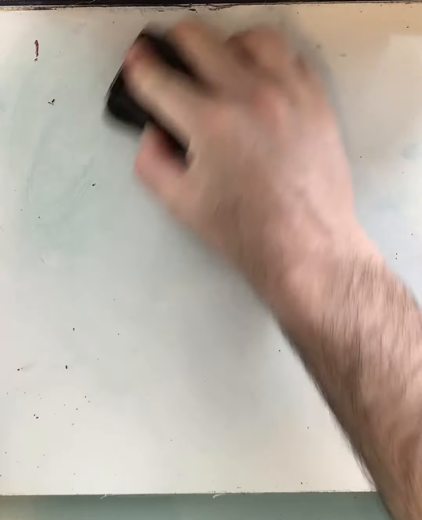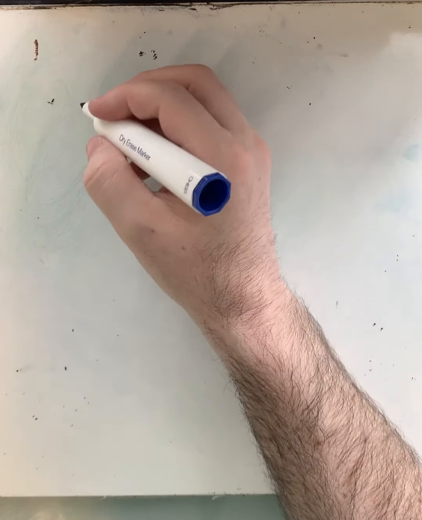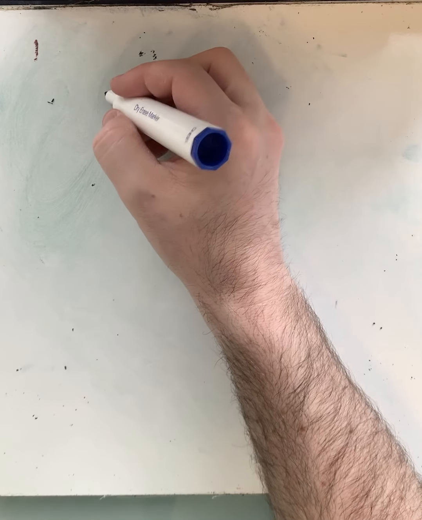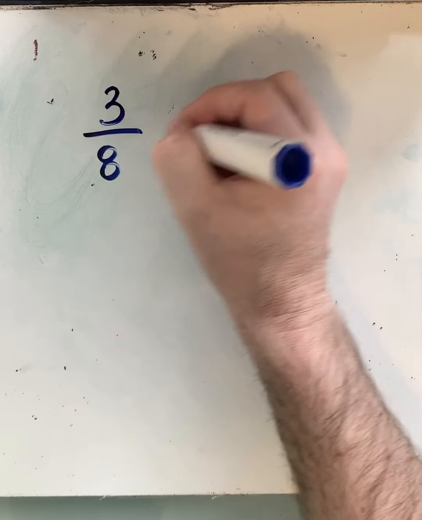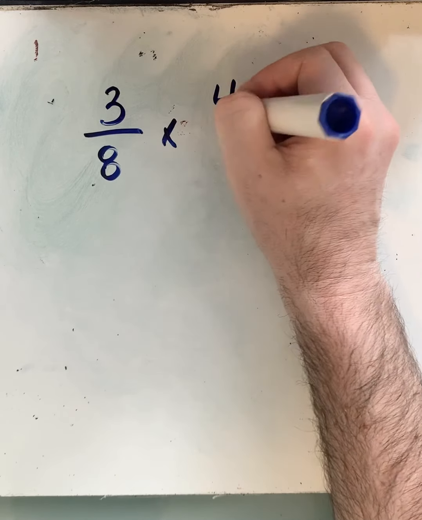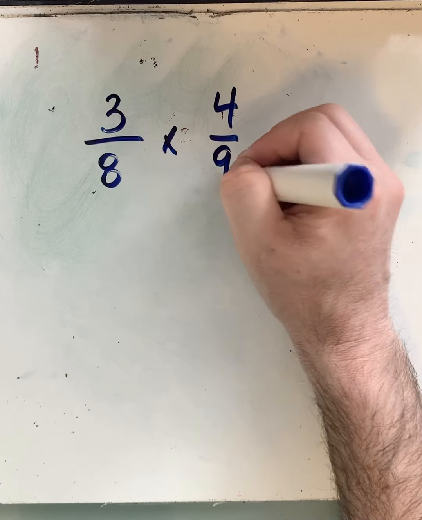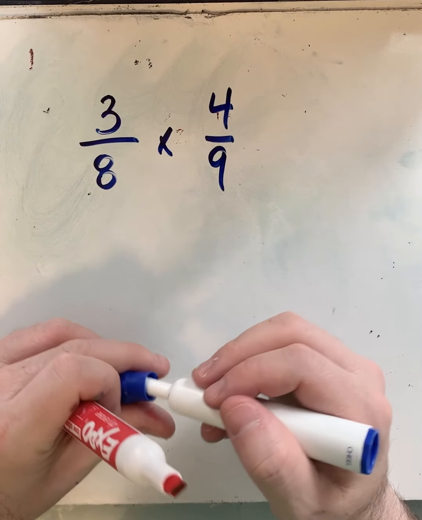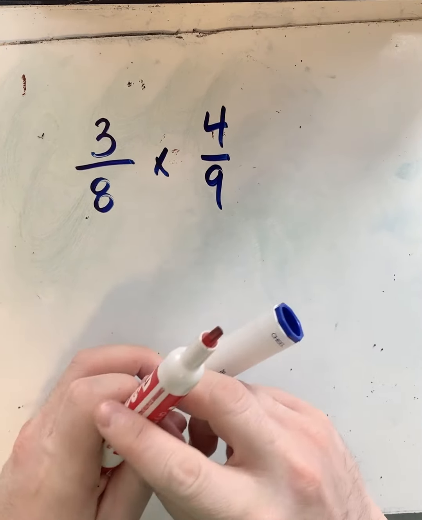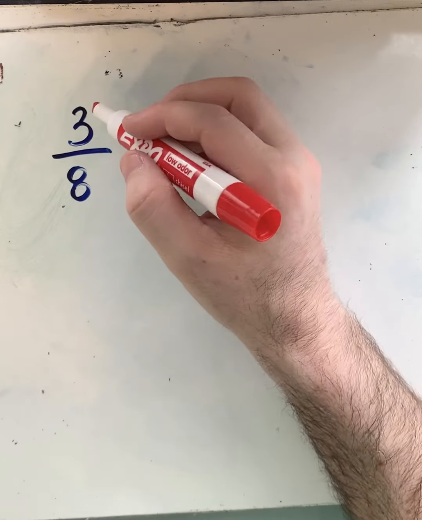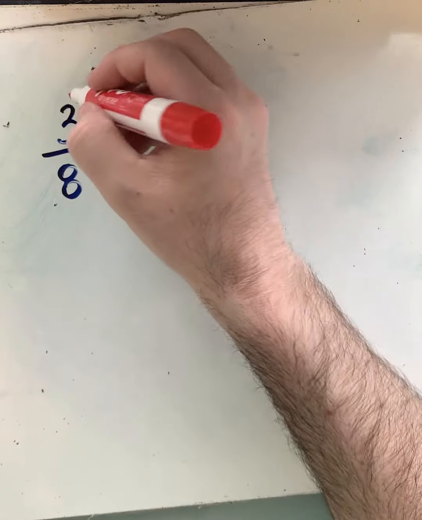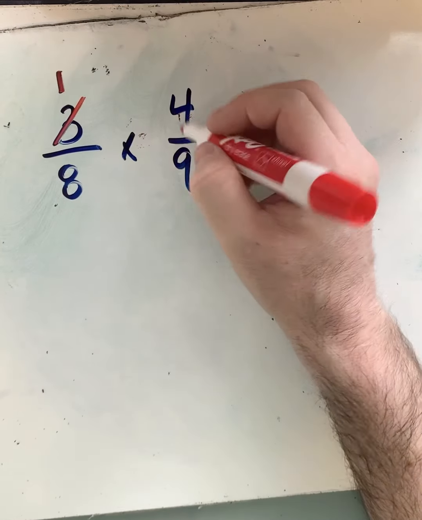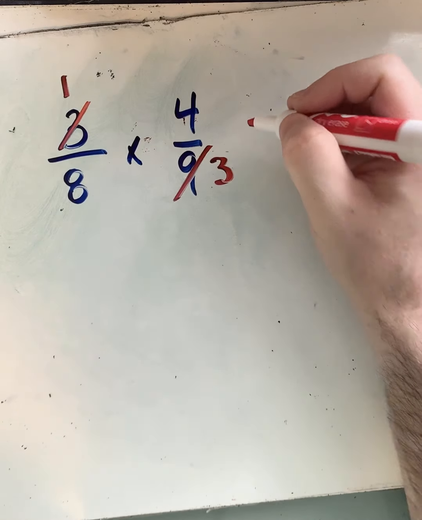So let's say that I had 2/6. You know what, we'll do this one. 3/8 times 4/9. So I look and I see, do I have any that are sharing common factors? Well, in this case I do, right? I see 3 and 9. Those both share a common factor of 3. So 3 goes into 3 once, 3 goes into 9 3 times.